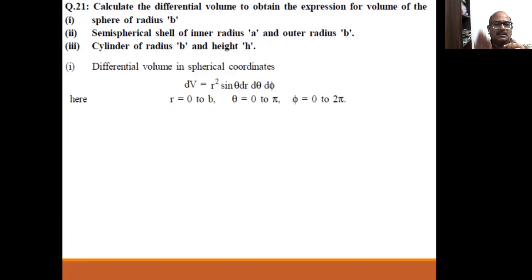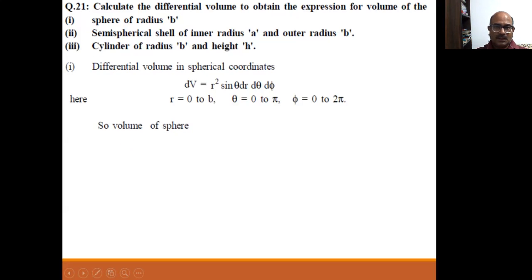This is the plane, if you remember, and you can take reference of my last class on the spherical coordinate system. This plane can move for the entire circulation, making a complete sphere. So that will be 0 to 2 pi. These are the limits for the three parameters: r, which can take 0 to b, theta, which can take 0 to pi, and phi, which can take 0 to 2 pi.